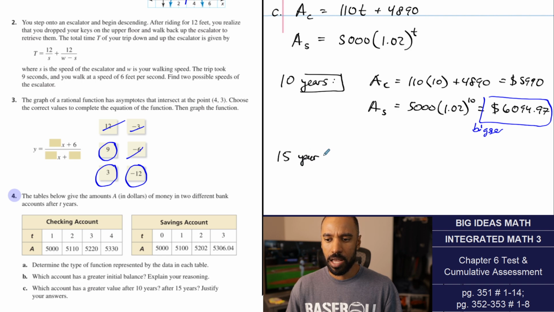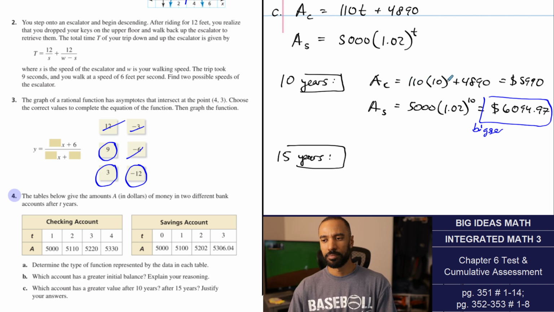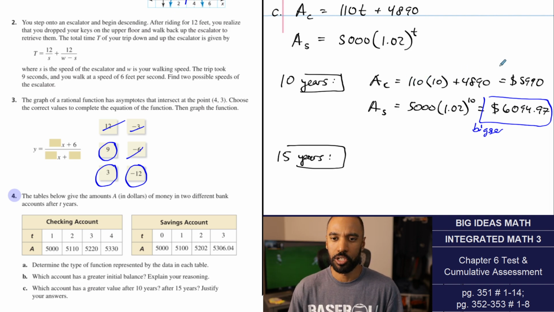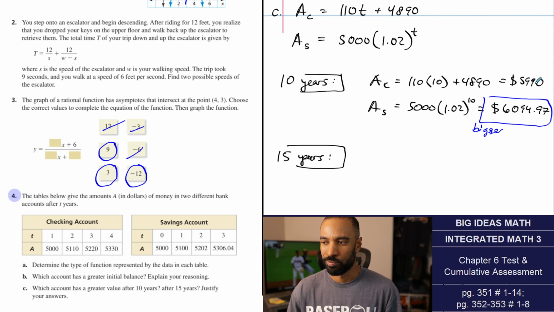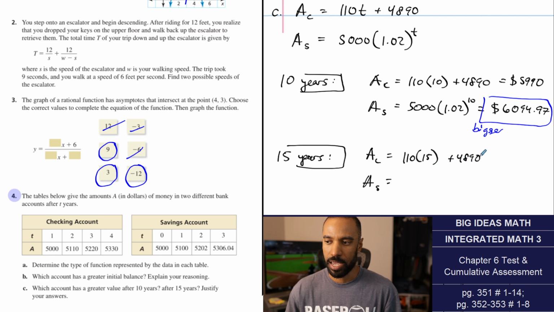Maybe. This 110, I mean, it should still be more. But 110 is a smaller... Maybe not. We'll see. Normally we talk about exponential functions dominating over time, but it started with more. So we'll have to see. A sub C is 110 times 15 plus 4890, and for the savings, 5,000 times 1.02 to the 15th power.